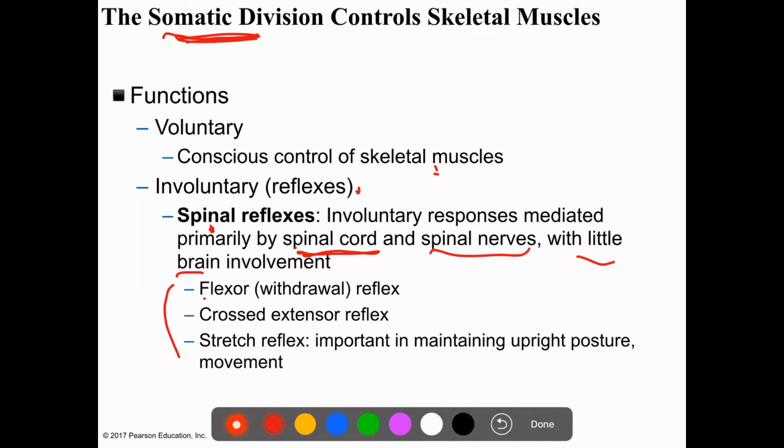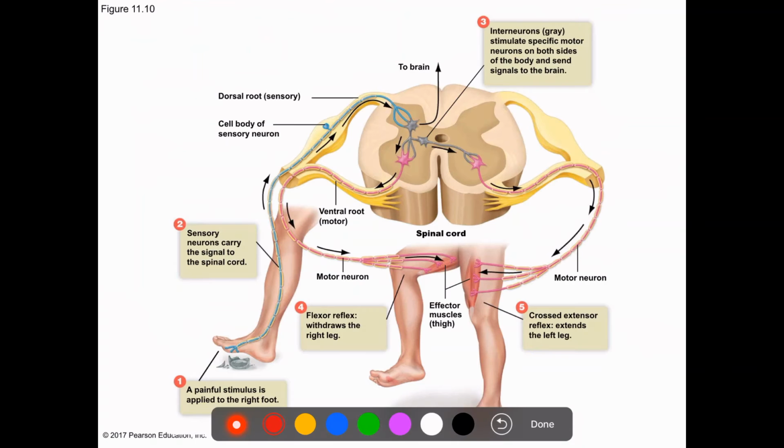We have several types. We have the flexor reflex, the crossed-extensor reflex, and the stretch reflex. The stretch reflex is important in maintaining upright posture and movement. We will talk about them. This is an example of the flexor and the crossed-extensor reflex. The flexor reflex will cause you to lift your leg when you step on something sharp, and the crossed-extensor reflex would make you shift your weight to the other leg to maintain balance.